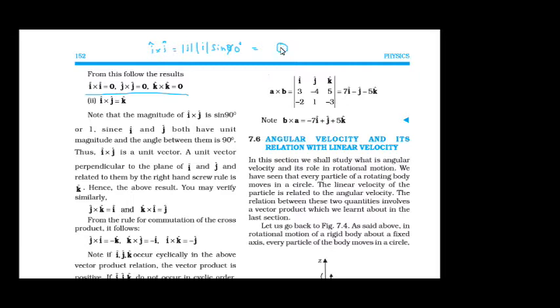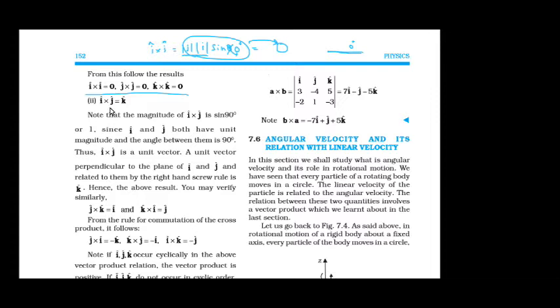So the whole thing comes to 0. Why 0? Because they are on the same line. If this is I, then the other I is also on this same line. So what is the angle between these two? It is 0 degree. So sine 0 degree is 0, and anything multiplied by 0 is 0. So the whole term turns to 0. So I cross I is 0. Similarly, J cross J is 0, K cross K is 0, and this way it goes on.